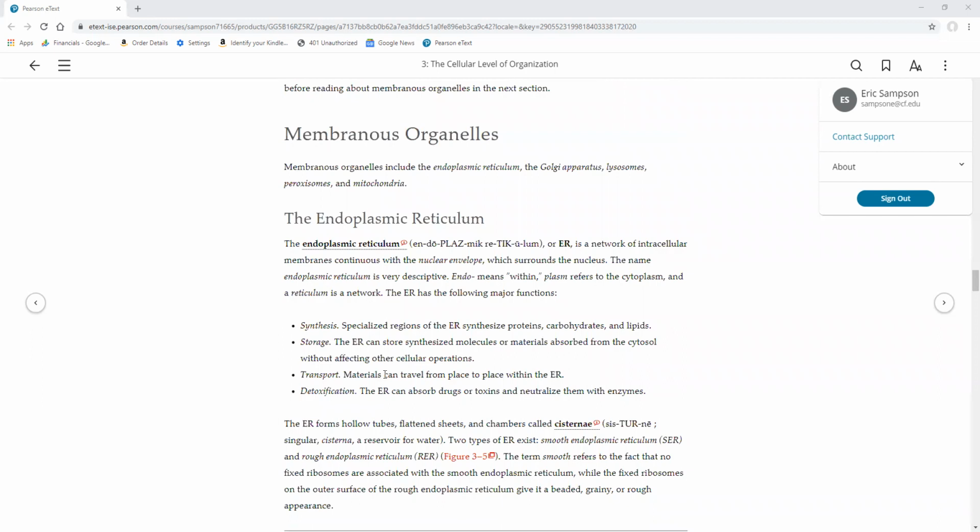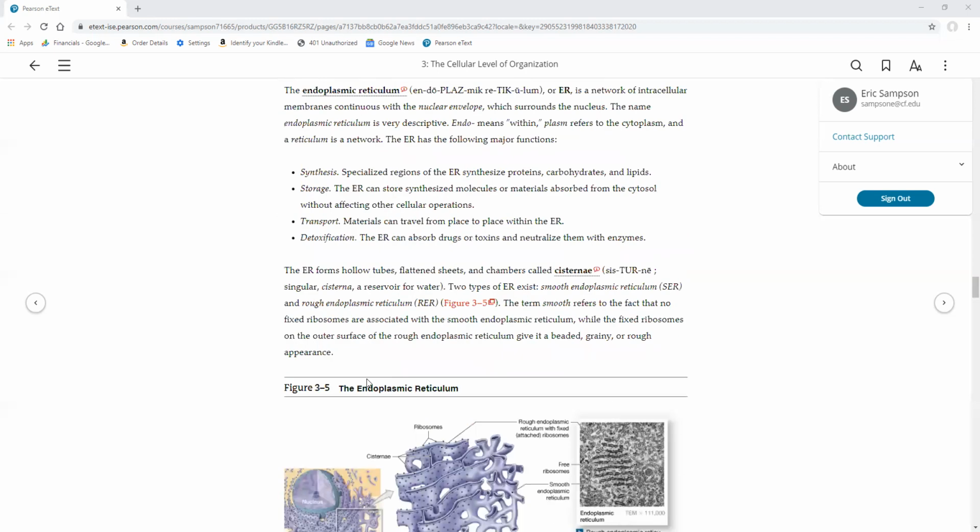The endoplasmic reticulum, ER, is a network of intracellular membranes continuous with the nuclear envelope, so it attaches to the nuclear envelope, which surrounds the nucleus. The name endoplasmic reticulum is very descriptive. Endo means within, plasmic refers to the cytoplasm, and a reticulum is a network. The ER has the following major functions: synthesis, storage, transportation, and detoxification. And that's both of them, the rough and the smooth. Okay, so the ER forms hollow tubules, flattened sheets, and chambers called cisternae.